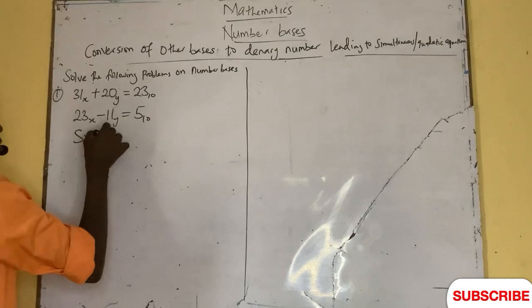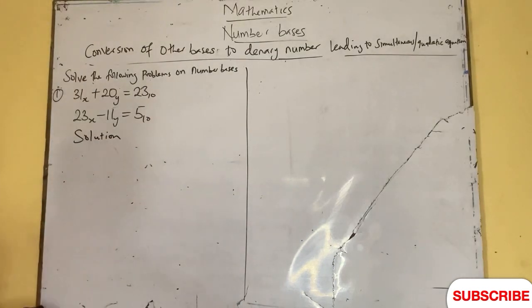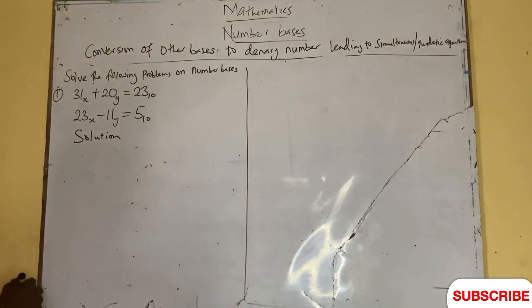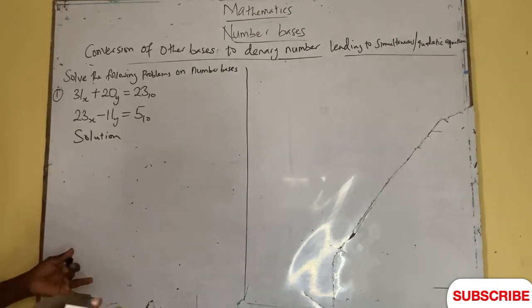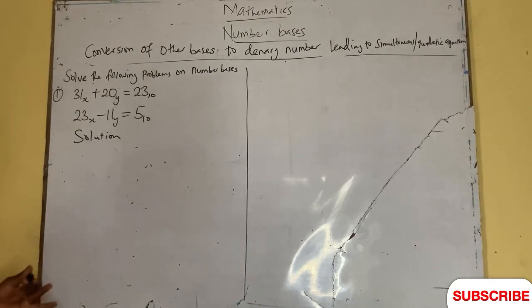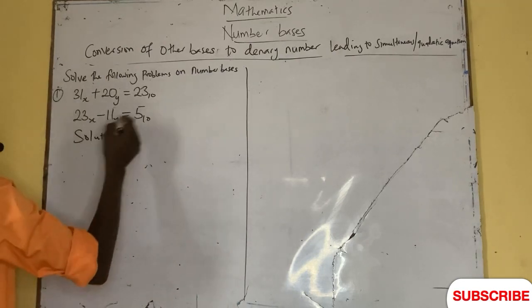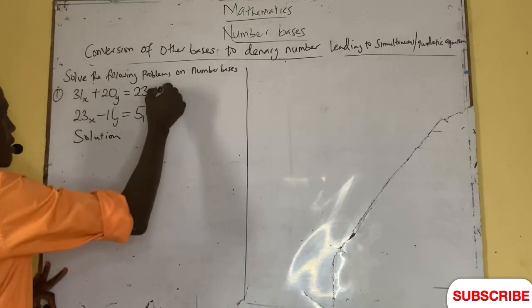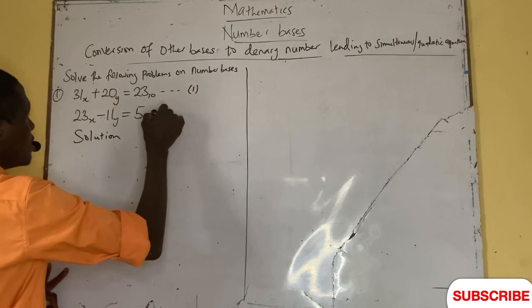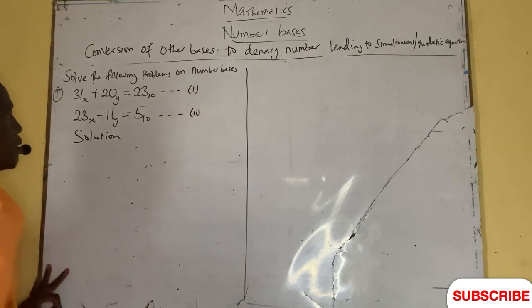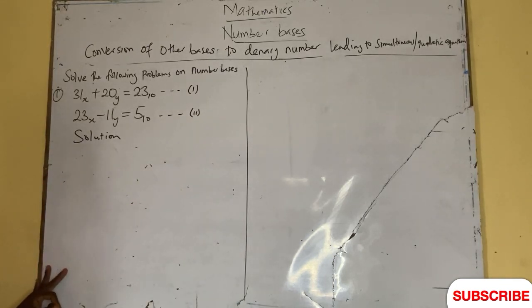The first thing you need to do here is to check the ones that are not in base 10, so as to convert them to base 10, and then equate to the other. From the equation 1, first of all, label this equation. So this is equation 1, this is equation 2. I've labeled equation 1, I've labeled equation 2.